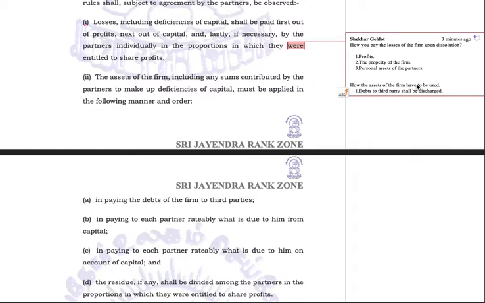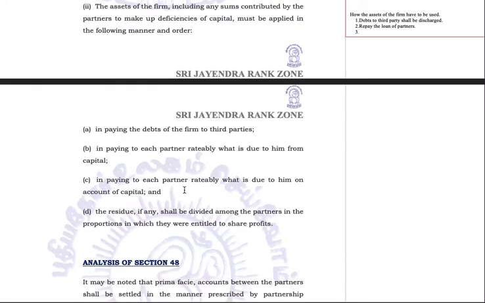Now, when the payment to the third parties is made, then after that, you will repay the loan of partners, if any at all. Suppose some partner has given a loan to the firm, then you will repay that. Then the third one is, in paying to each partner rateably what is due to him on account of capital. What is due to him on account of capital?